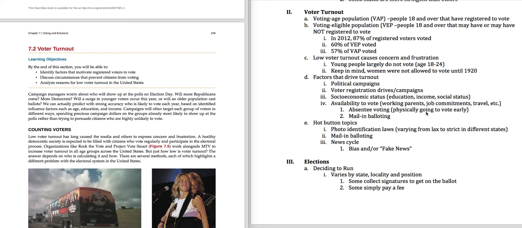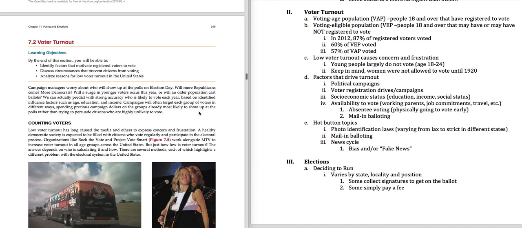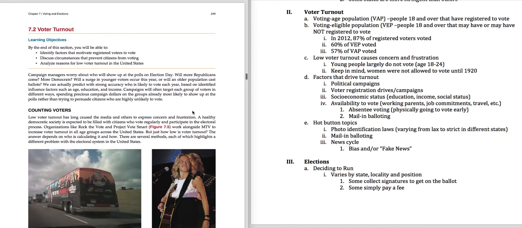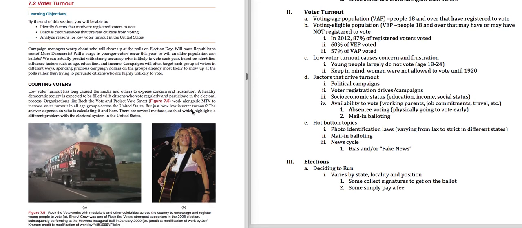Now, somebody might say, well, I can vote for American Idol on my phone. I can vote multiple times. Okay, fine. But more people, by a lot, vote for American Idol than they do president. Whoever wins American Idol is not going to affect your life in 3 years. Whoever votes, becomes president or congressman, that can affect your life for sure. Low voter turnout causes concern and frustration. Young people largely do not vote. So I'm talking young people like 18 to 24. Largely just don't vote.